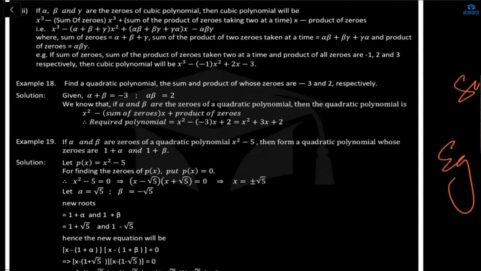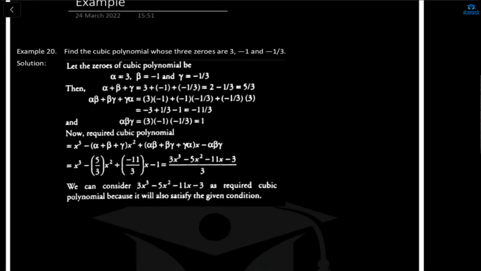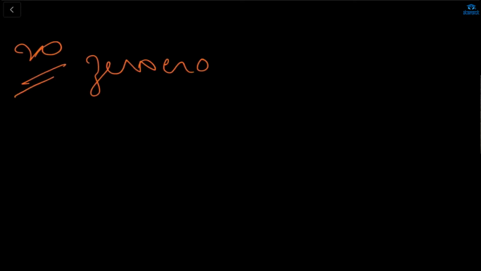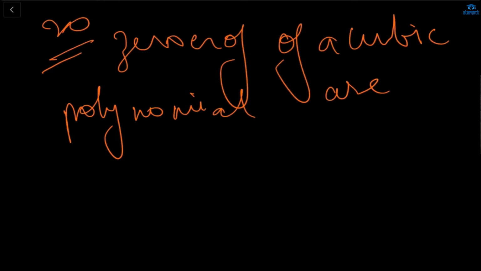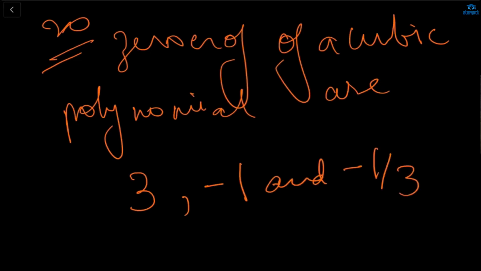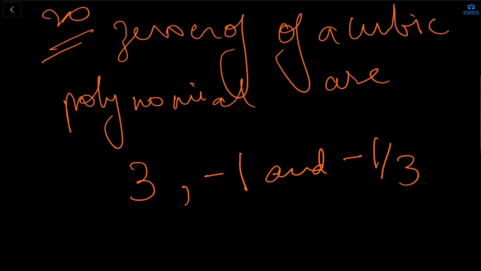Now let's see some more examples. Okay, last example for the cubic polynomial. Now for cubic, question number 20: the zeros of a cubic polynomial are given. Now I'm writing the zeros of the cubic polynomial, and Safia and Rudronia, you need to find out the value. The zeros are 3, minus 1 and minus 1 by 3. So what are you going to do? Rudronia, can you tell me? It is a cubic polynomial, so how are you going to form the whole cubic polynomial?